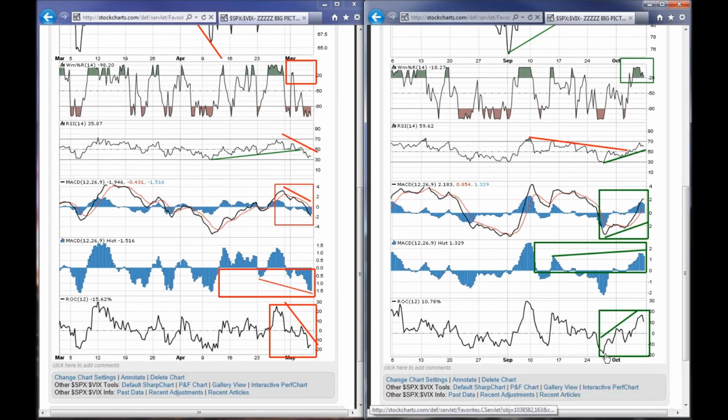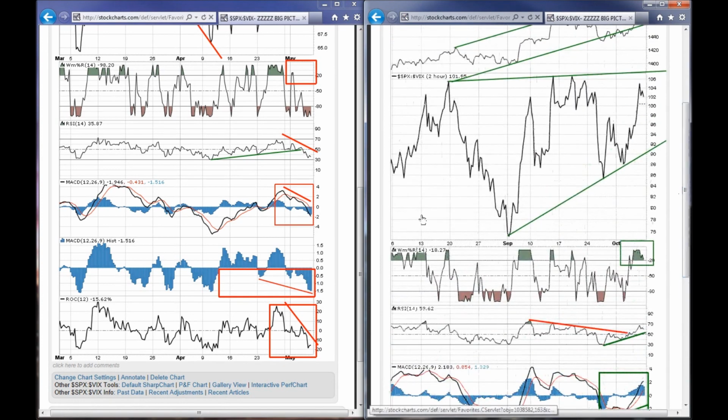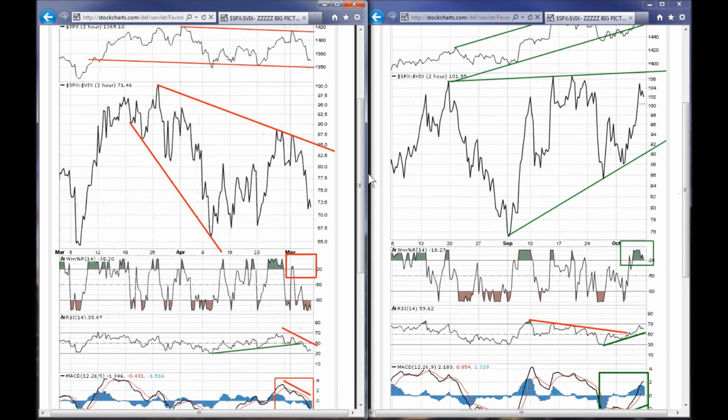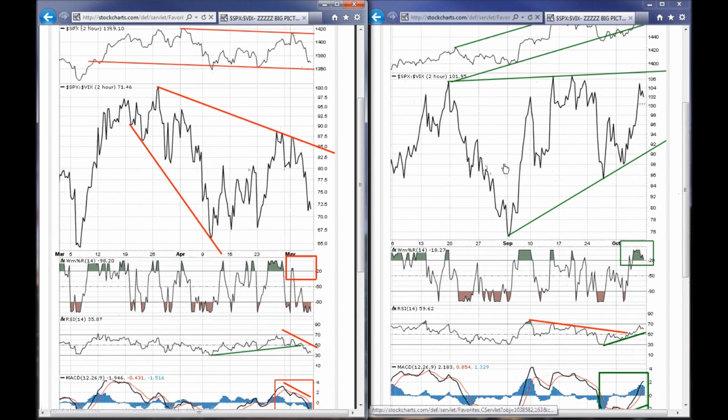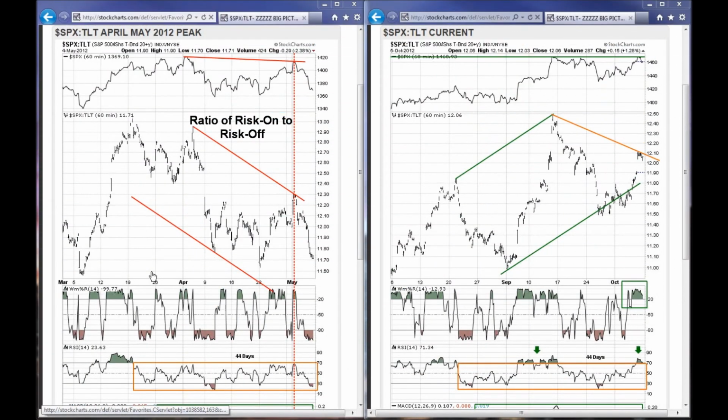Present day, low to a high. Like the other charts, this chart, compared to the peaking process, the present day looks healthy. Same concept, same time frame, S&P 500. This is a 60-minute version versus a 60-minute version.